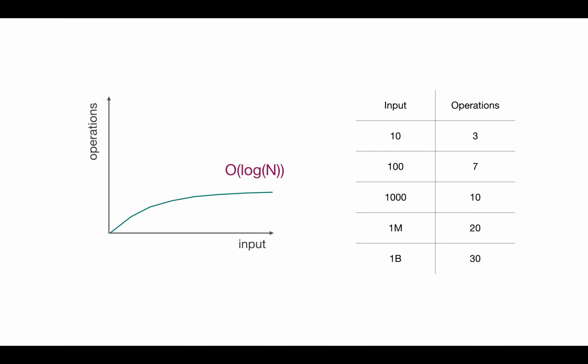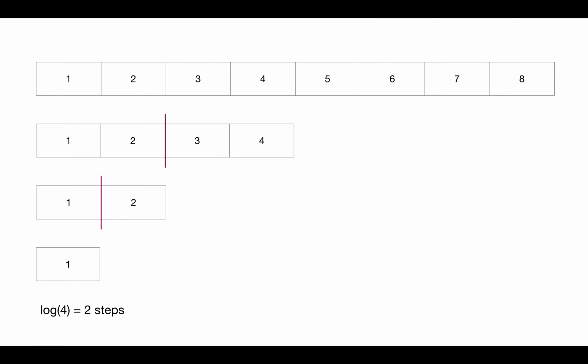Let's take an example. Suppose you have an array and your function works such that at every step it eliminates half of the array. For such an algorithm, if your array size is 4, it will take 2 steps to execute, so it will be log 4, which is 2 steps. And now if you double your input size, it will just take 1 extra step to cut it in half.